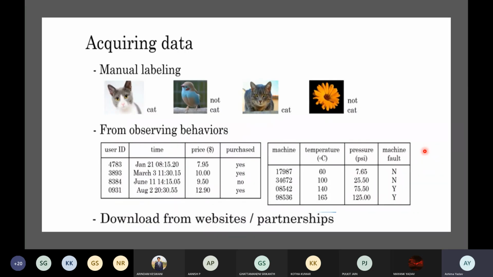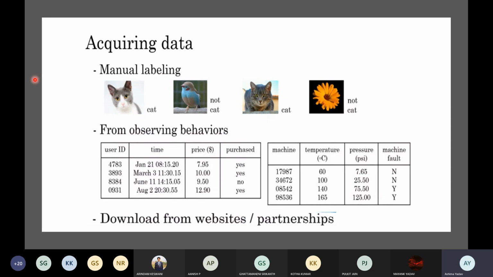Now, when you talk about the data, how to acquire this data, the data which I have been telling you, so that machines can learn, they can have this artificial intelligence in them. So there are many number of ways.